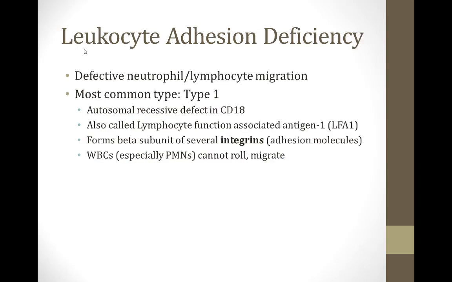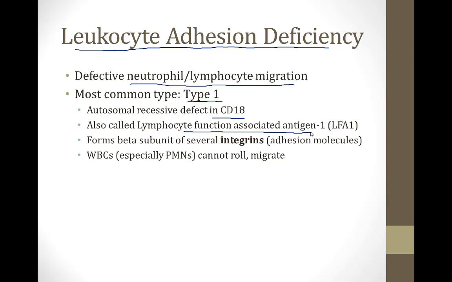Our next immune deficiency disorder is called the leukocyte adhesion deficiency, and step 1 of the boards likes to ask about this because they use it as a way to test you on the process of neutrophil migration to sites of inflammation. People with this disorder have defective neutrophil and lymphocyte migration. The most common type is called type 1, and people with this condition have an autosomal recessive defect in CD18. CD18 is also called the lymphocyte function associated antigen, or LFA1, and it forms a subunit of several integrins. And integrins are very important for white blood cell binding to capillaries and then rolling and migrating to sites of inflammation. These are adhesion molecules.